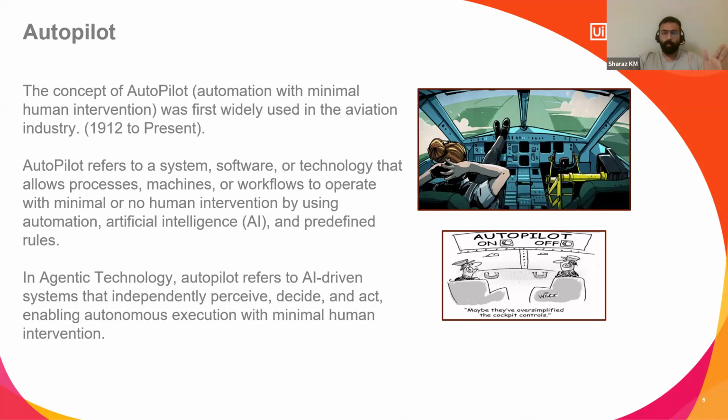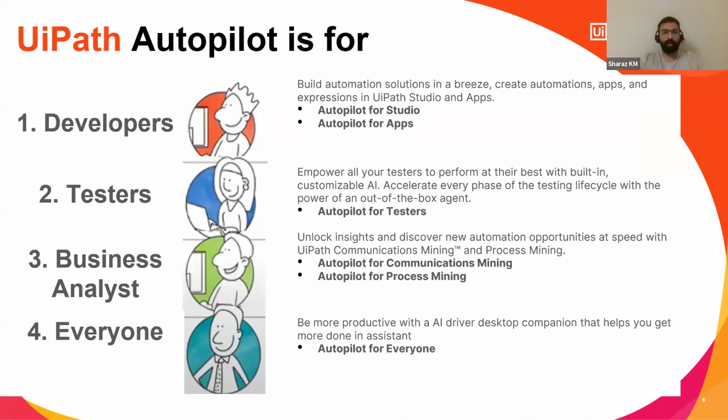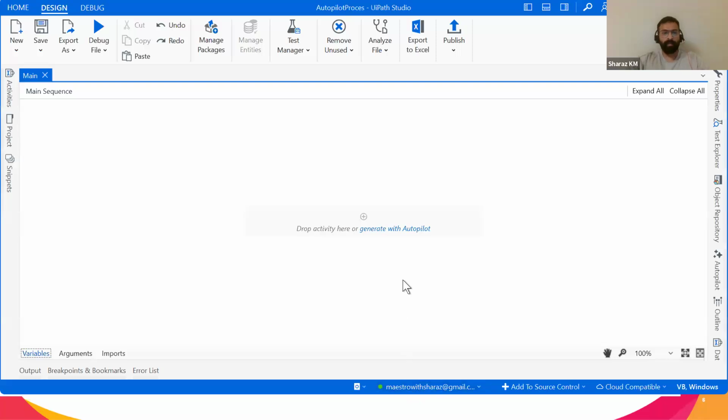Now let's see what is meant by autopilot for UiPath. UiPath has built a lot of products starting with Autopilot. They have built something for developers, something for testers, something for business analysts, and our main topic, Autopilot for everyone. The concept is the same in all these tools, to support the users. Autopilot for developers is built to support developers. For example, in Studio, previously we started with the main activity, right? Now we have something called Generate with Autopilot.